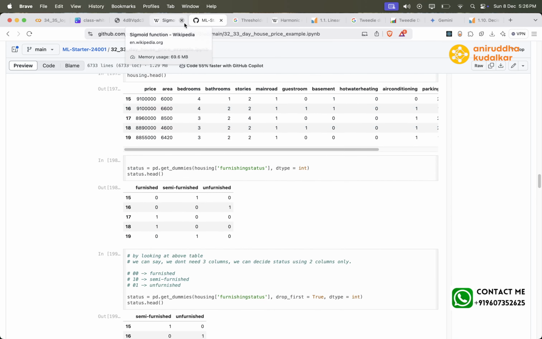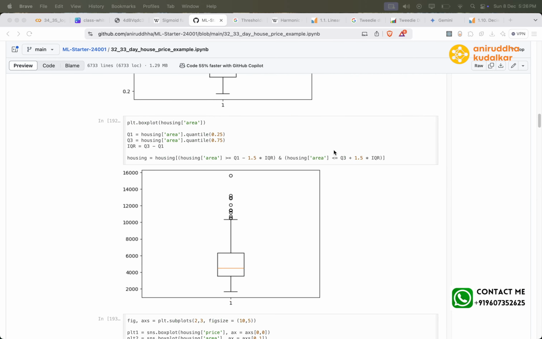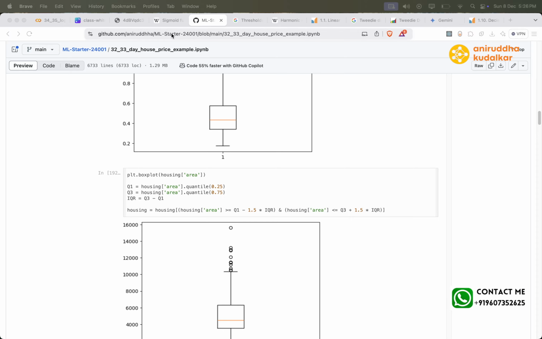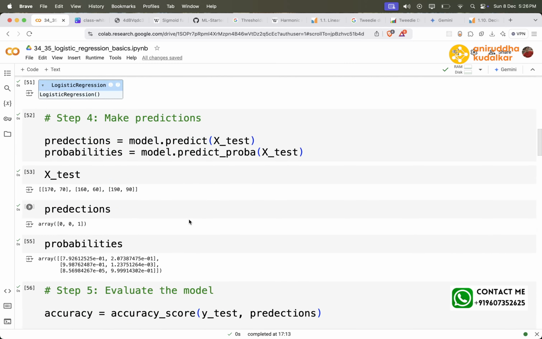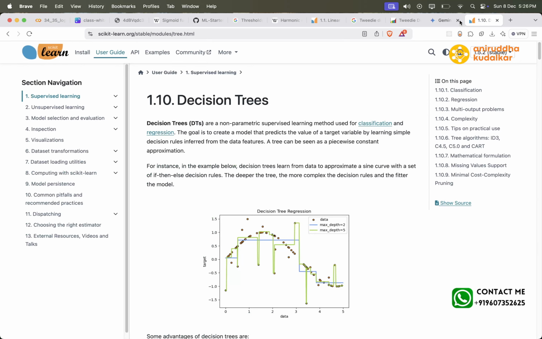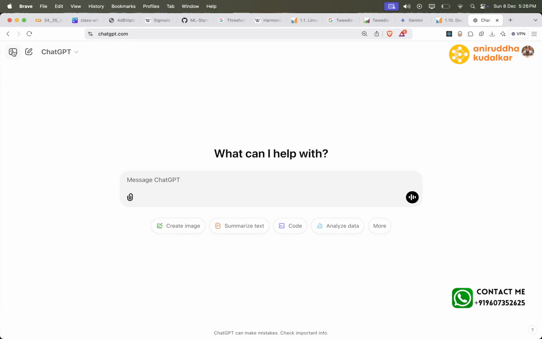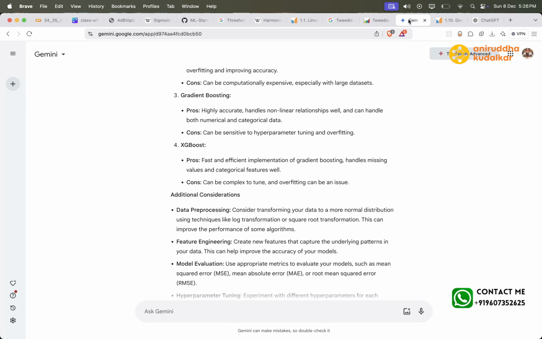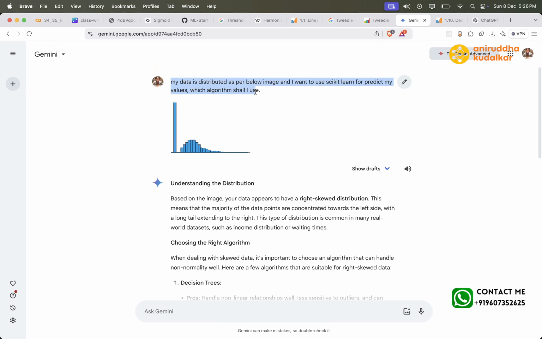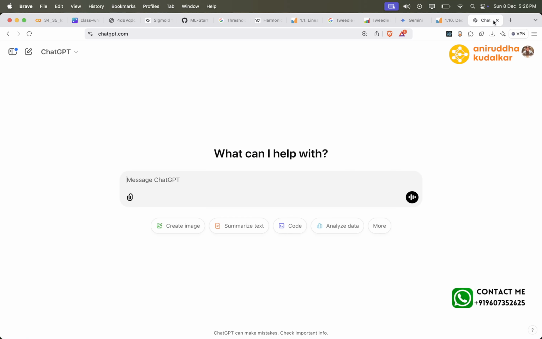In the next lecture, you'll get to know how we do exactly these things with the classification model. We are going to have the actual classification model. But understanding the classification model, the way we have done here, is really important. Now, after Gemini, let's go to ChatGPT and ask ChatGPT: which algorithm shall I use? Go here.